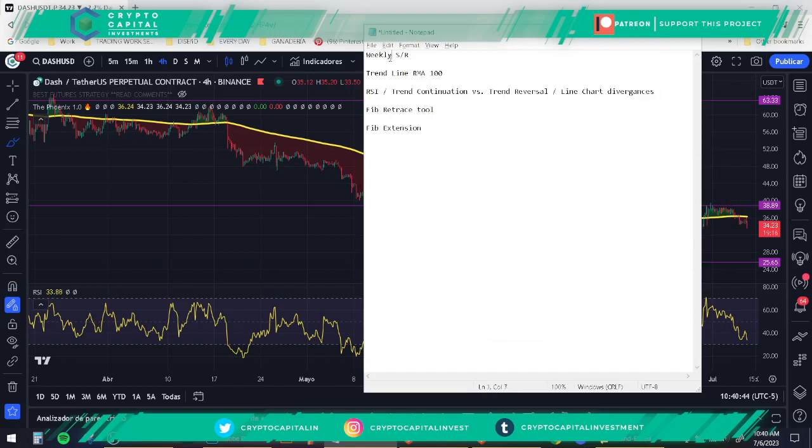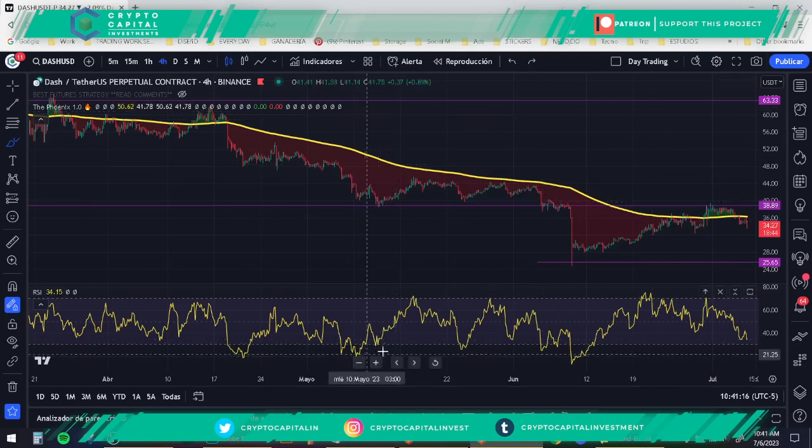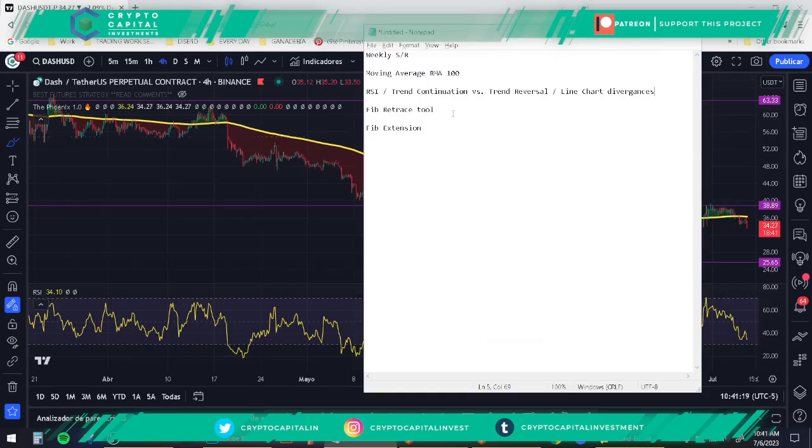All right, you know when to use the weekly support and resistance, the trend line, the moving average. This moving average. There you go, moving average, and then the RSI, how to identify if there's a trend continuation or if there's a trend reversal. All right, all good here. And also when to invalidate this trend, this divergence. All right, so far so good, right? Good. Now let me introduce you to the Fibonacci retracement tool.